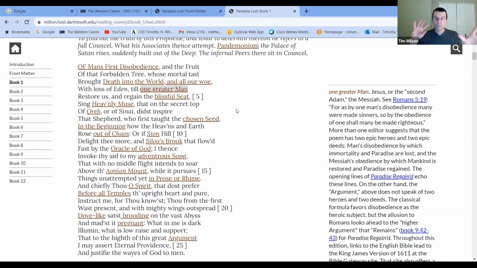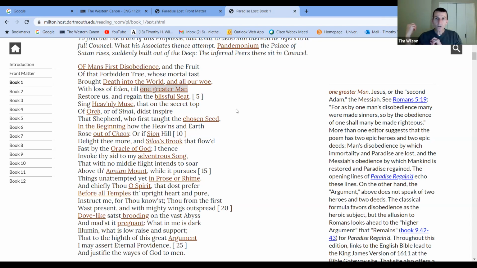Here, Milton wants to bring in different ways of thinking about this from a Christian, Judeo-Christian perspective that he's going to say encapsulates that and transcends that classical notion. Okay, sing, heavenly muse, that on the secret top of Horeb, so Mount Horeb, one of the mountains in the Old Testament where Moses communed with God, or of Sinai, didst inspire that shepherd, Moses, who first taught the chosen seed in the beginning how the heavens and earth rose out of chaos.